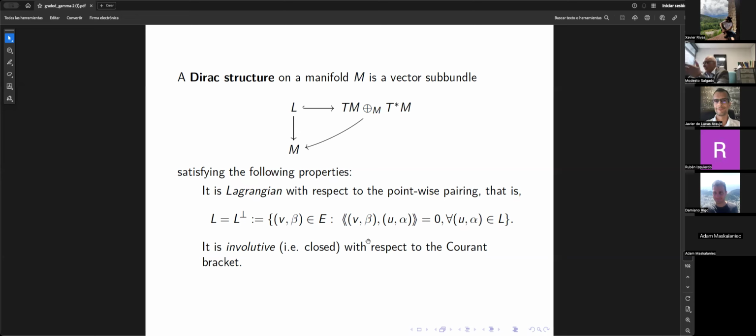For instance, the Courant bracket. But this is probably because she died, and so people didn't know about her. But the notions are the same. At the end, they are the same, up to small things.